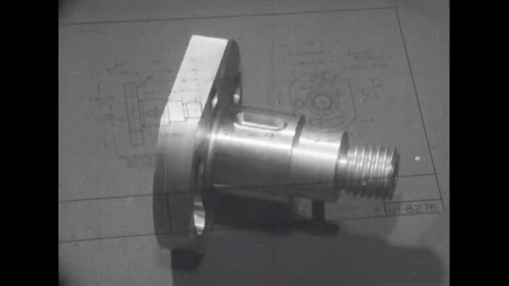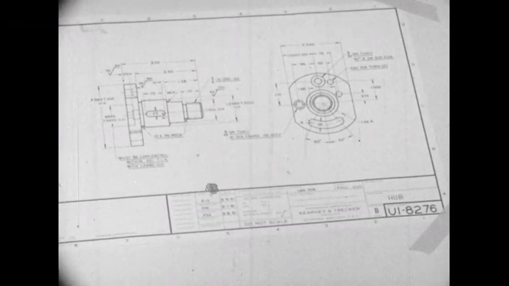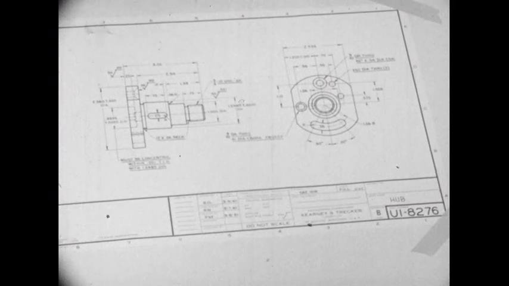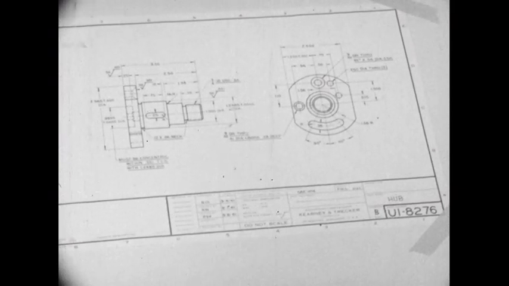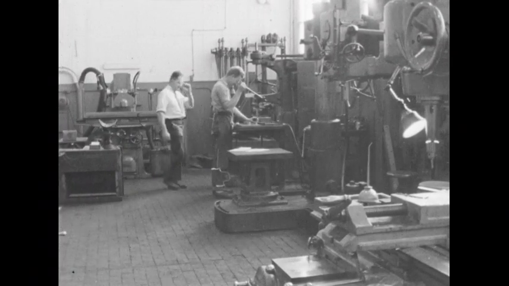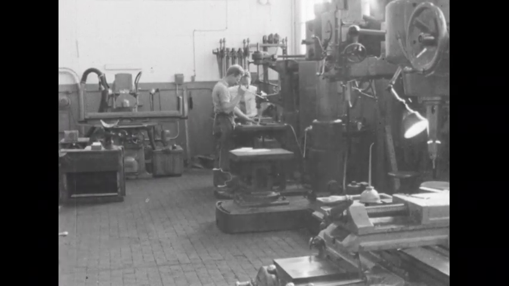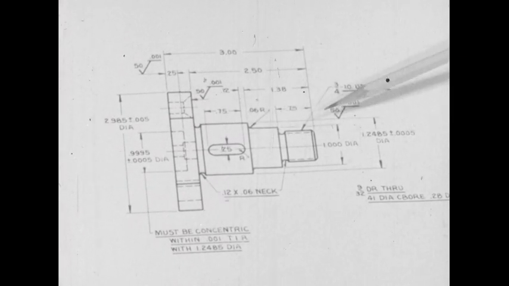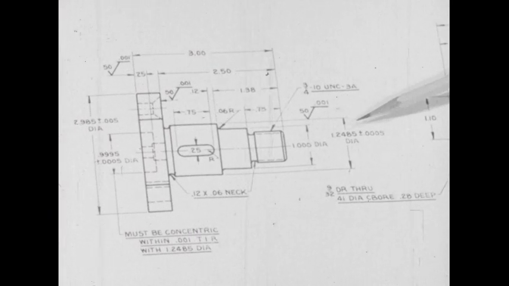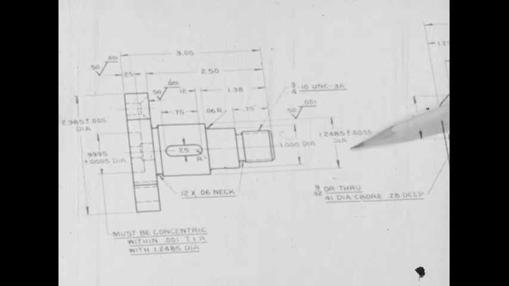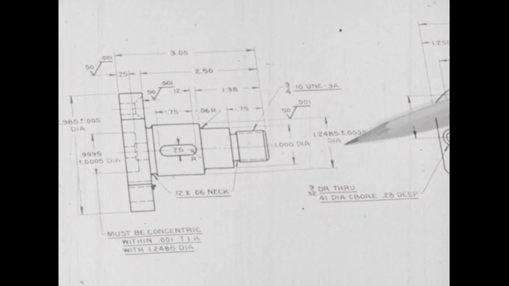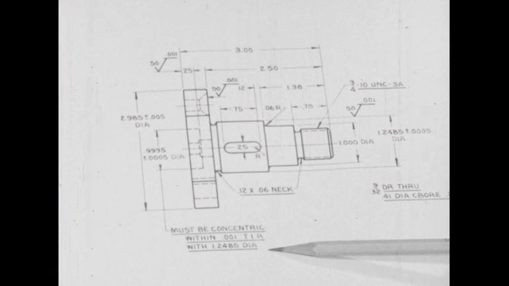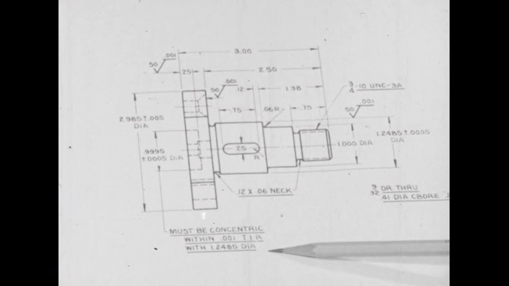The drawing must be concise, complete, easy to read, and easy to understand. It must take into consideration the capabilities and limitations of the men, hand tools, and machine tools available for production jobs. For instance, this 1-inch bore must be concentric within 1/1000th of an inch to this diameter, according to this note.